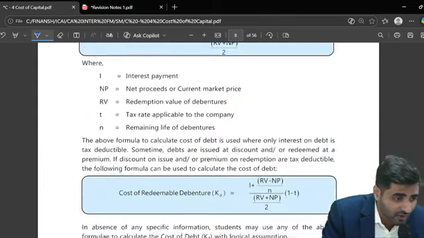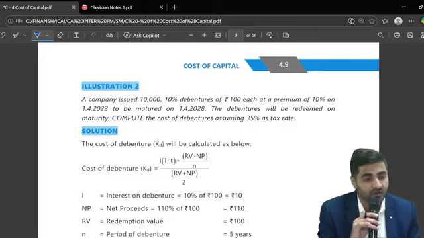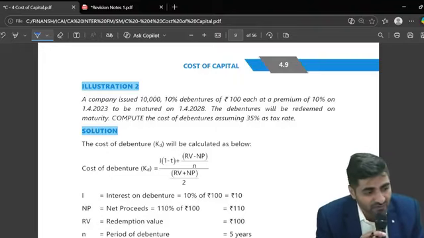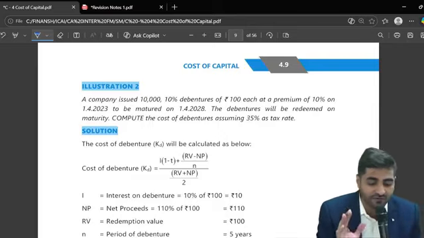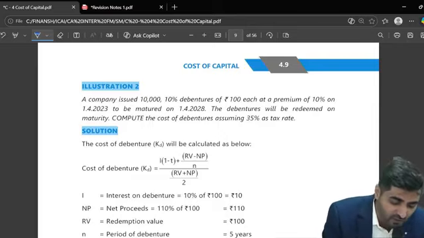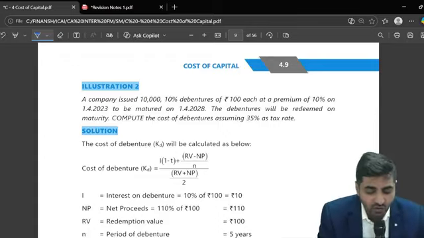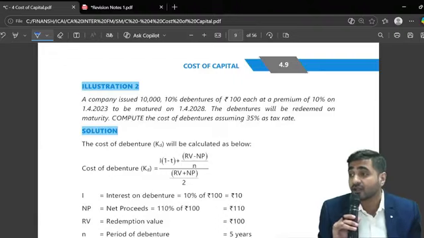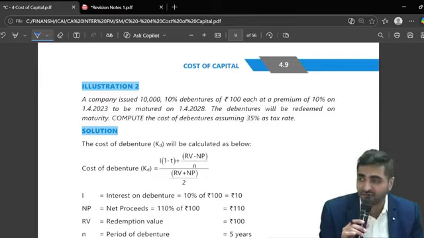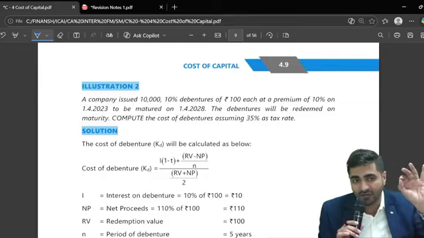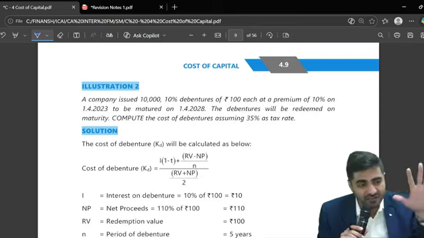Okay. Now let us start with the second part. Now see, in illustration 2, what is given to you? A company issued 10,000 10% debentures of rupees 100 each at a premium of 10% on 1st of April 2023, which is to be matured on 1st of April 2028. Do we have life available? So from 1st April 2023 to 1st April 2028, what is the life, beta? 5 years. 23, 24, 25, 26, 27. But 27, 28. So that is why we are taking into consideration 5 years.